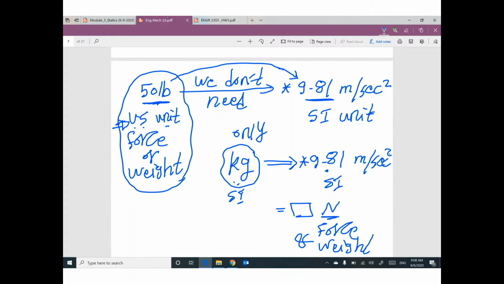This is the last time, because I covered this one time before. The last time, I remind you, if the given force is 50 pound or kip, that's it. We don't need to convert anything else. But if the force or the mass or the weight is given in kilogram, you need to multiply it by 9.81.